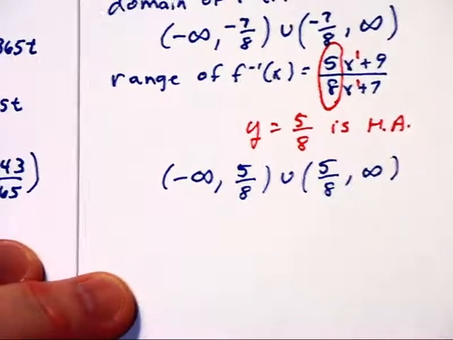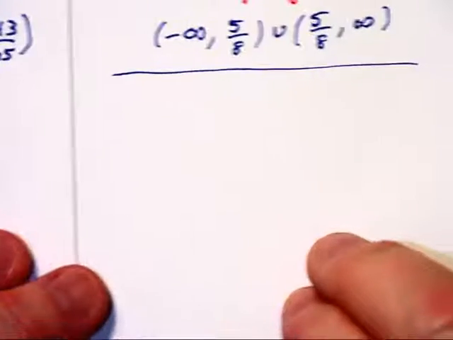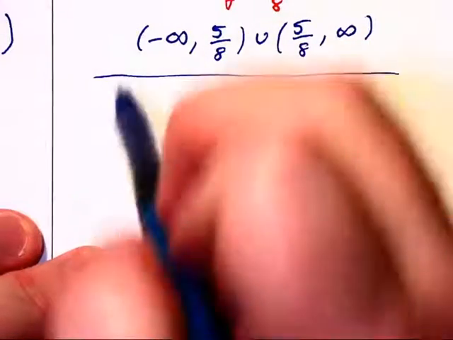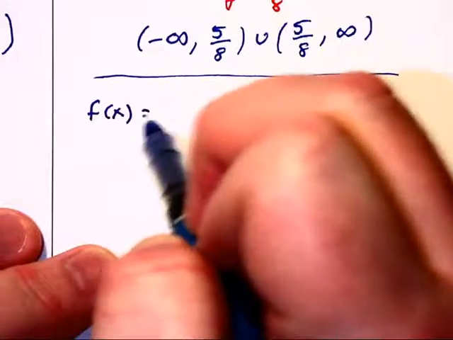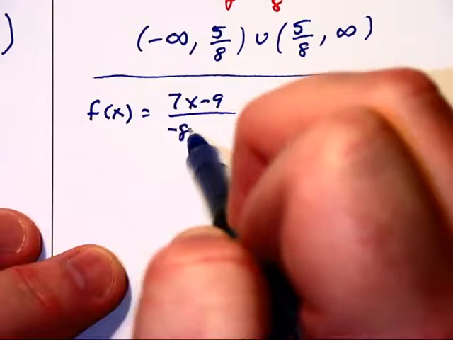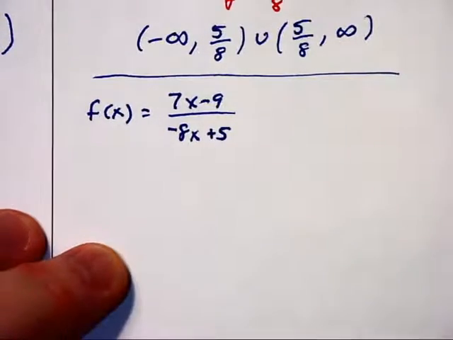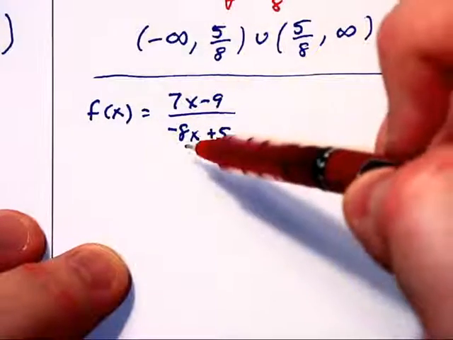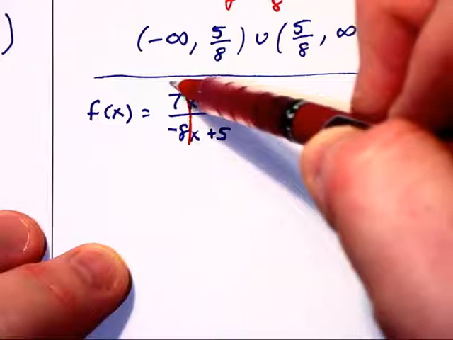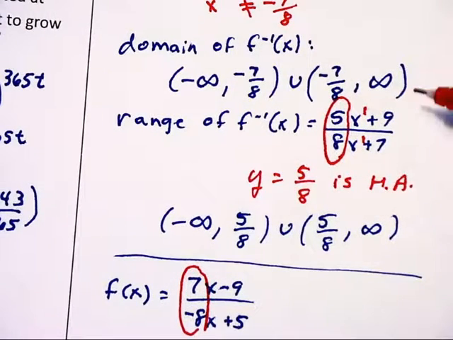Now let's take one quick look before we finish this here. If we look at the original function up at the top of the page here, it was f of x equals (7x minus 9) over (negative 8x plus 5). Okay. Look at the original function. Isn't its range going to not include the negative 7/8? Well, for the inverse, it was the domain that did not include the negative 7/8.